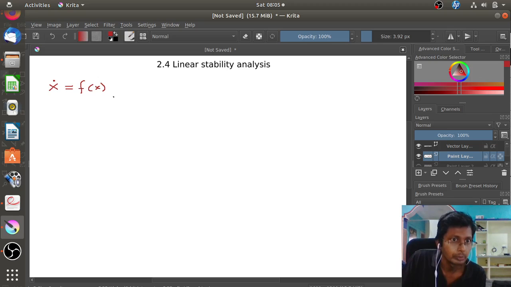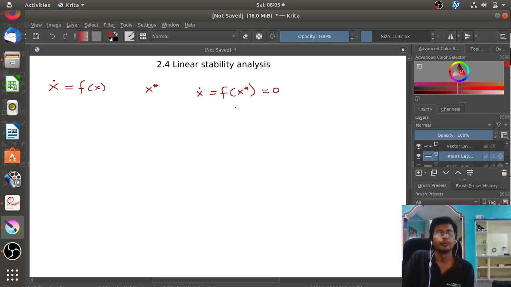In that graphical approach we identify some points as fixed points. Let me denote those fixed points as x star. And what are those fixed points? At those points my x dot, which is f of x star, will be 0.